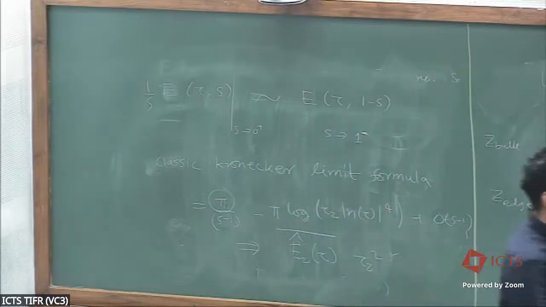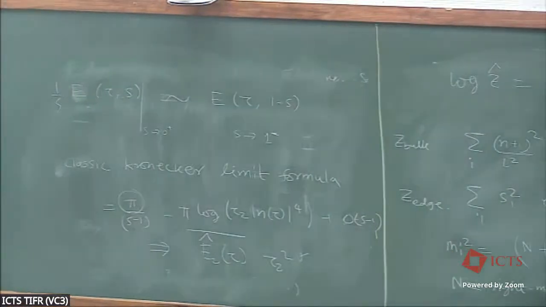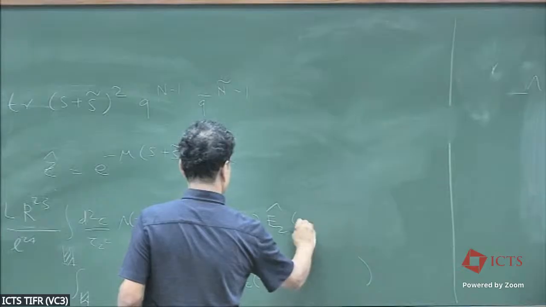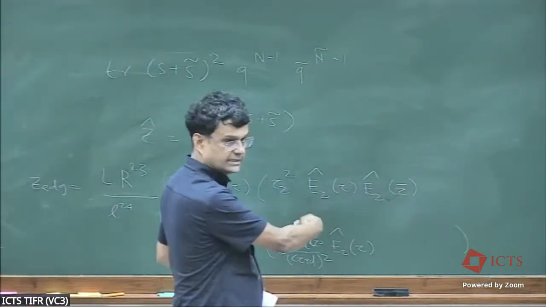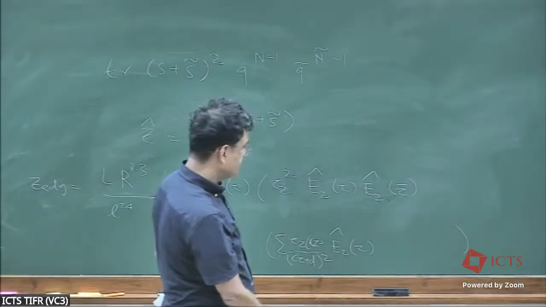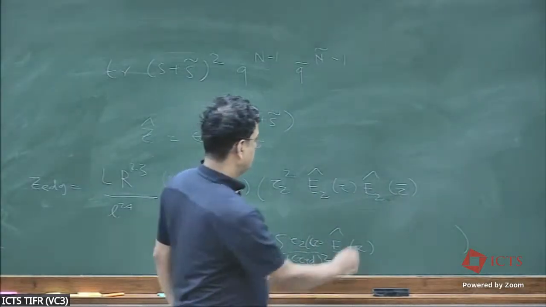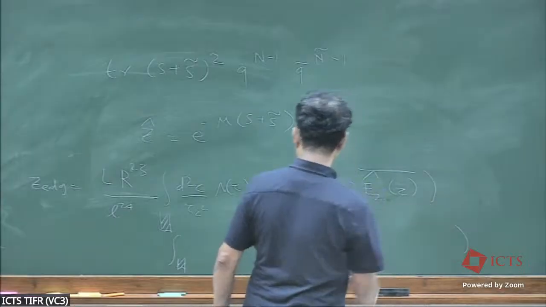So the final answer is that you replace this, and that will answer your question. You get something like tau 2 square, E2 hat tau, E2 hat tau bar, and its complex conjugate, which is the same, and it has the right transformation properties. And now it is modular invariant.